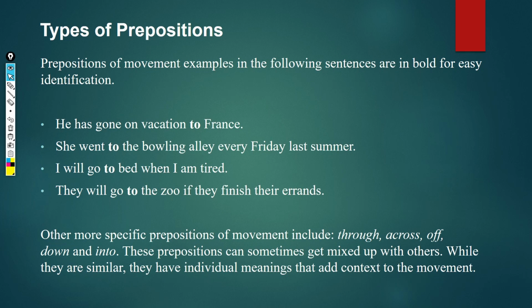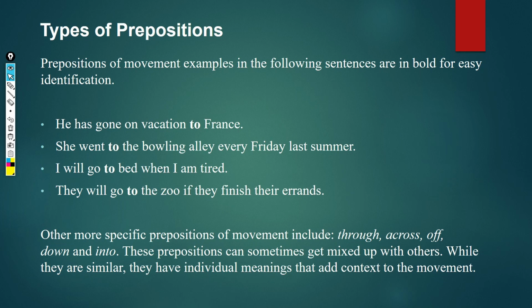He has gone on vacation to France. She went to the bowling alley every Friday last summer. I will go to bed when I am tired. They will go to the zoo if they finish their errands. So, look at the examples how on, to and go are used in three specific cases.